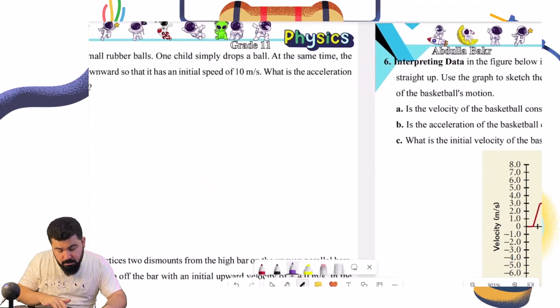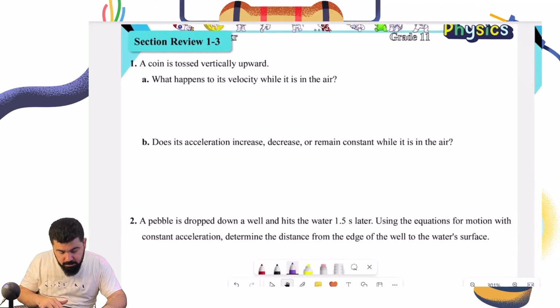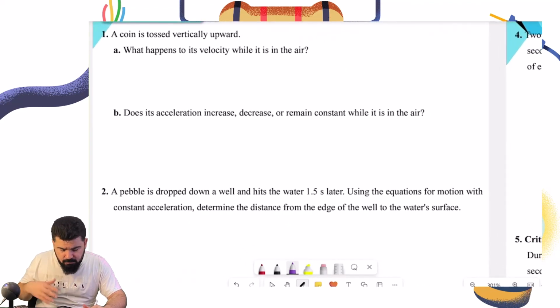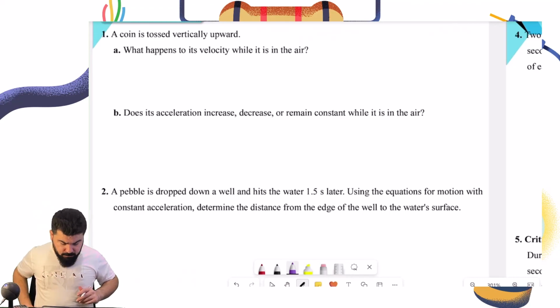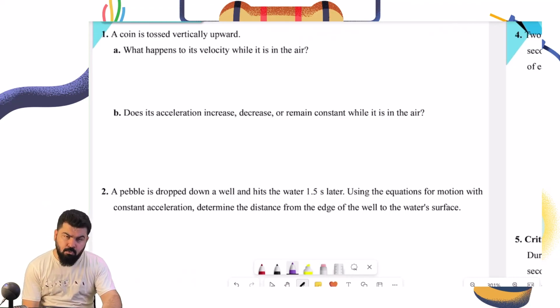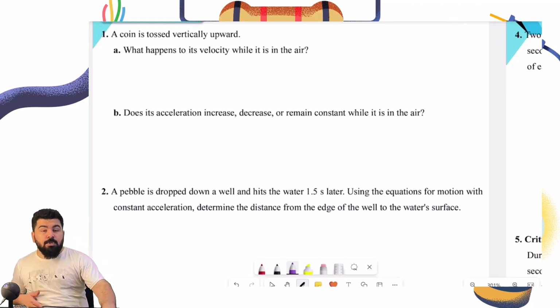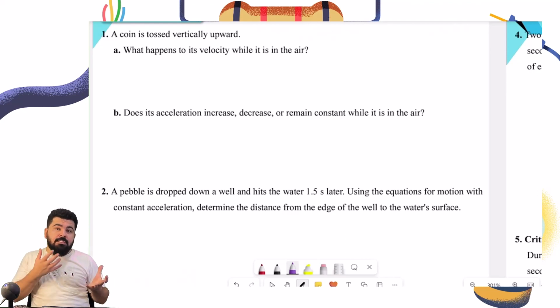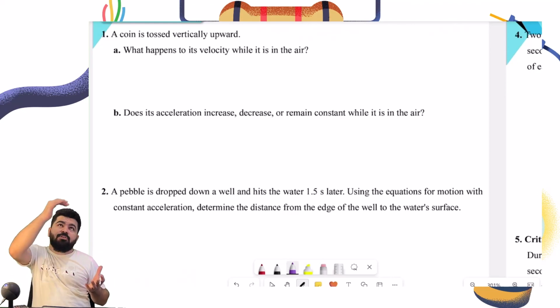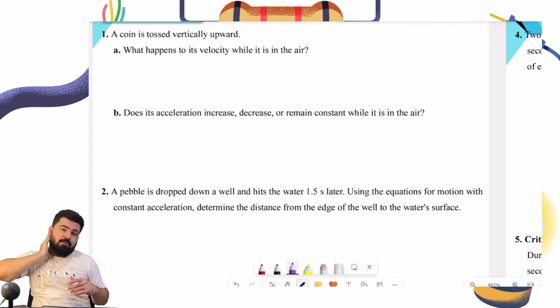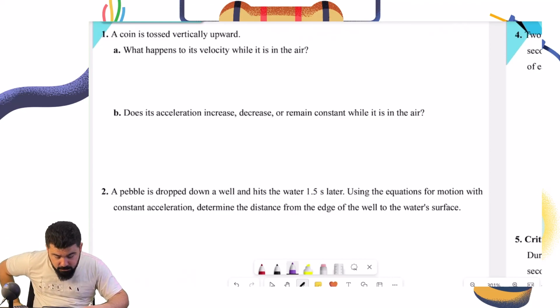Okay, let's solve some questions in section review. You don't have to solve any of them. I'm just going to solve the important ones. A coin is tossed vertically upward. What happens to its velocity while it's in the air? When you toss the coin in the air, its velocity is going to decrease. When it reaches the highest point, it's going to be 0. Does its acceleration increase, decrease or remain constant while it's in the air? It doesn't change, it remains constant. It's equal to 9.81, careful.